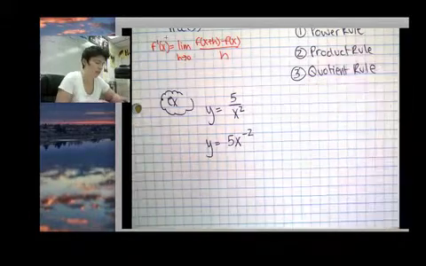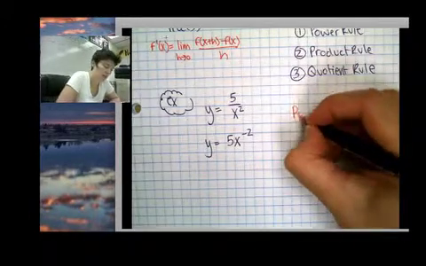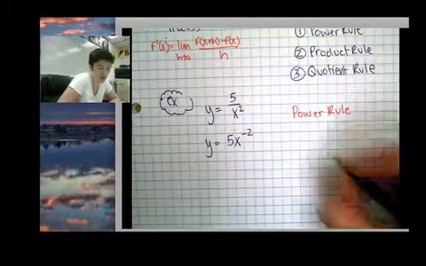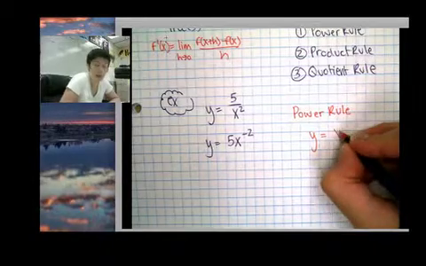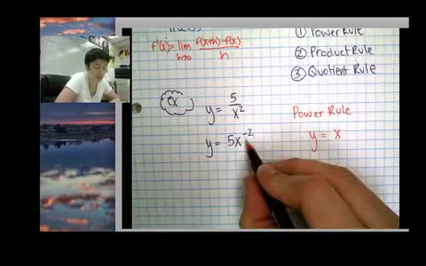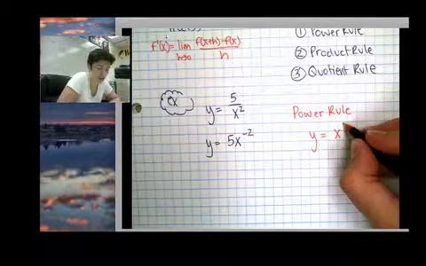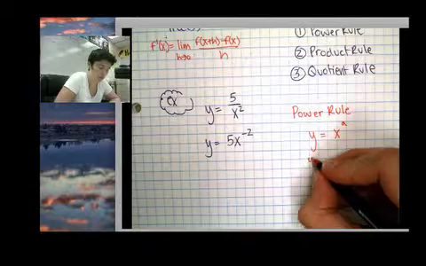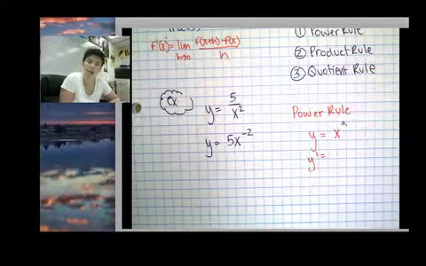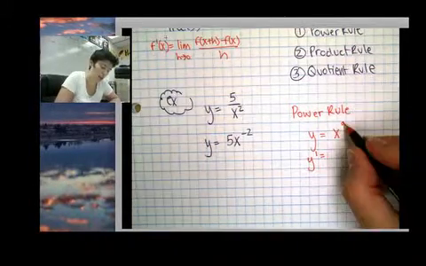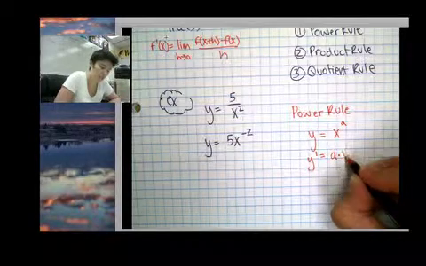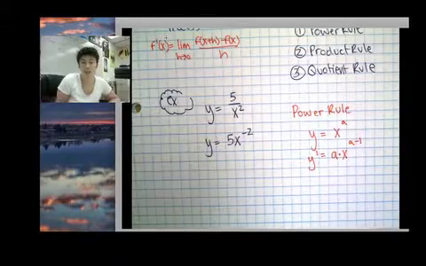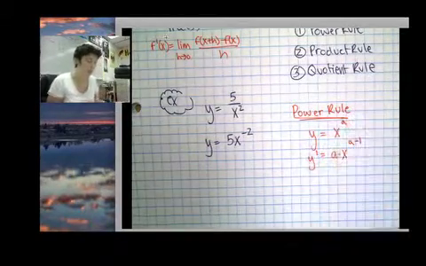Now, the power rule looks like this. Anytime you have y equals x to a power, in this case negative 2, but it could be any number, so I'll call it x to the a power. The derivative, y prime, is found by taking the power a and multiplying it down, a times x, and then subtracting 1 from the power a. That's the power rule. We're going to apply that to this problem.